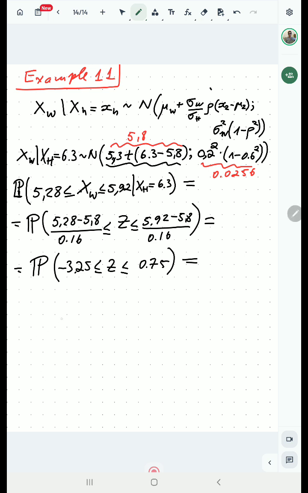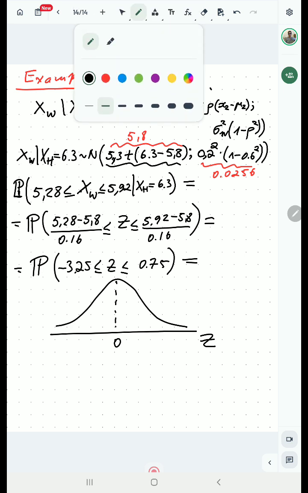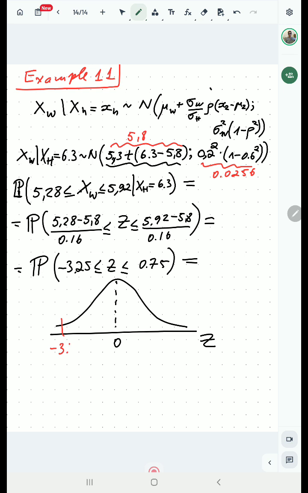So you have the z distribution, or standard normal distribution actually now. So the standard normal variable is z. Okay, z has many values here. It's actually symmetric around 0, we know that. And then what you have to do is get the value between minus 3.25 and positive 0.75. Okay, so you're interested in this area.